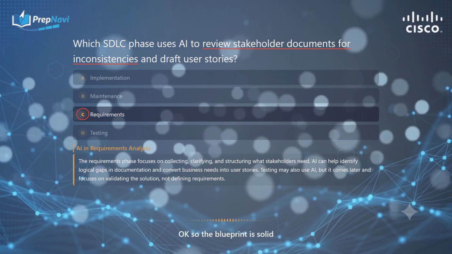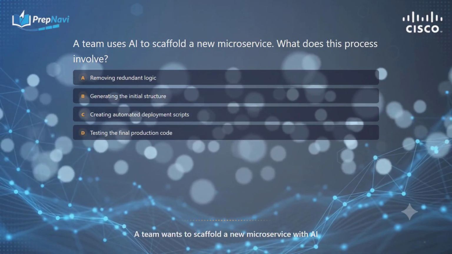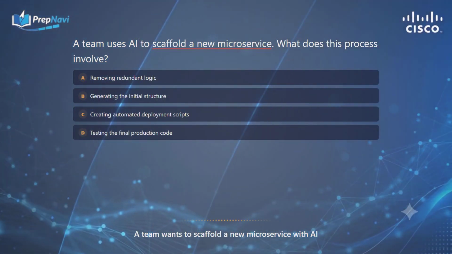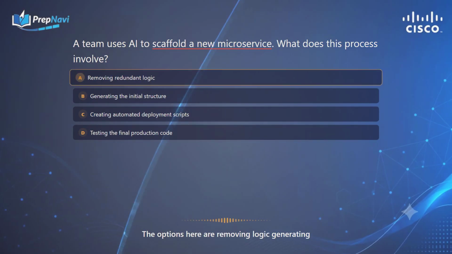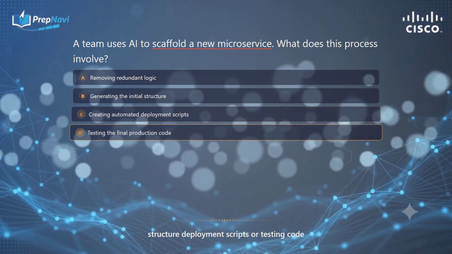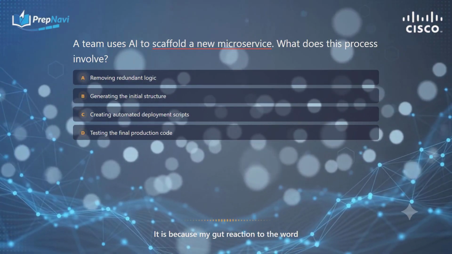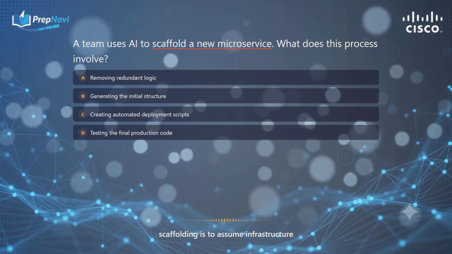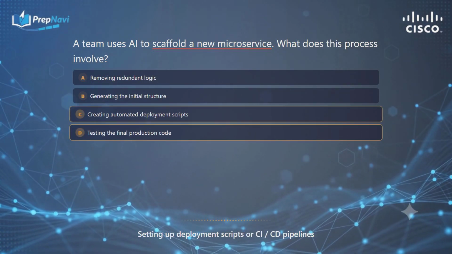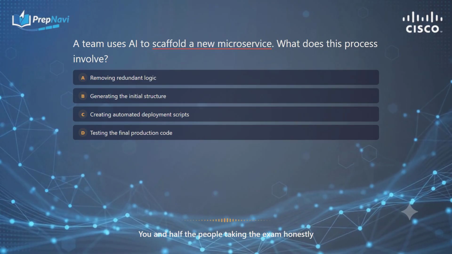Okay, so the blueprint is solid, from figuring out what to build to actually starting the build. Let's say a team wants to scaffold a new microservice with AI. The options here are removing logic, generating structure, deployment scripts, or testing code. This one is definitely tricky. It is, because my gut reaction to the word scaffolding is to assume infrastructure, like setting up deployment scripts or CI/CD pipelines. You and half the people taking the exam, honestly.